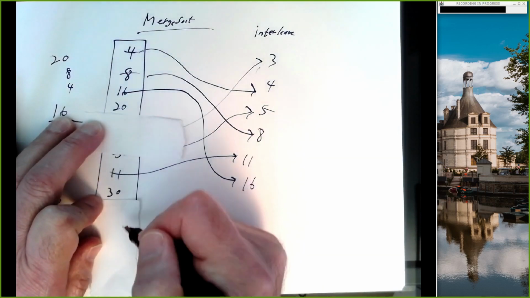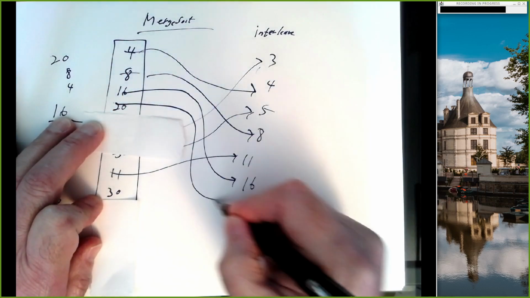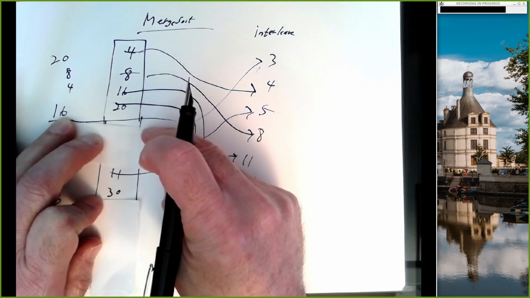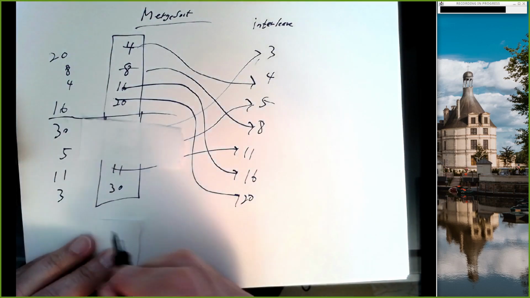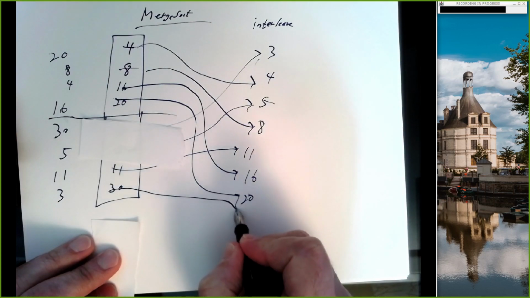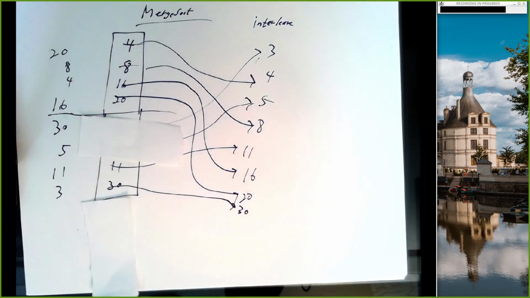Now I'm looking at a 20 and a 30. 20 is smaller, so that goes to my output. Now I'm done with this list, so now I just take whatever's left in this pile, which is just a 30, and I add that to my output.